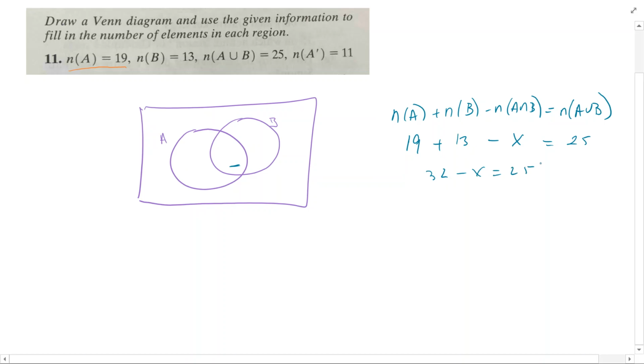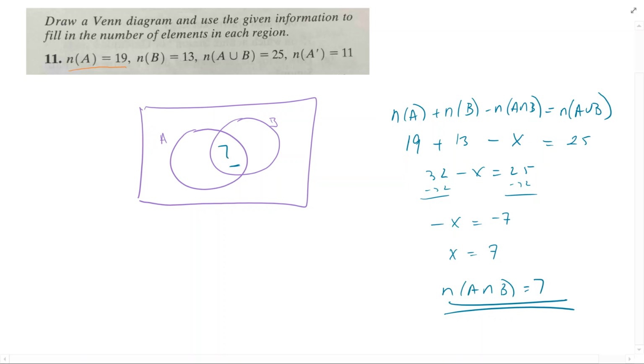There's a couple different ways of solving this. I'm just going to go ahead and bring the 32 over. So subtracting 32 from both sides, we'll have negative x equals negative 7. And so that means a positive x must equal positive 7. And if you want, you can divide both sides by 1 or multiply by negative 1 to get x equals 7. So that means the intersection, A intersect B, has 7 elements in it. So perfect. Now I know 7 goes here. We can fill out the rest.